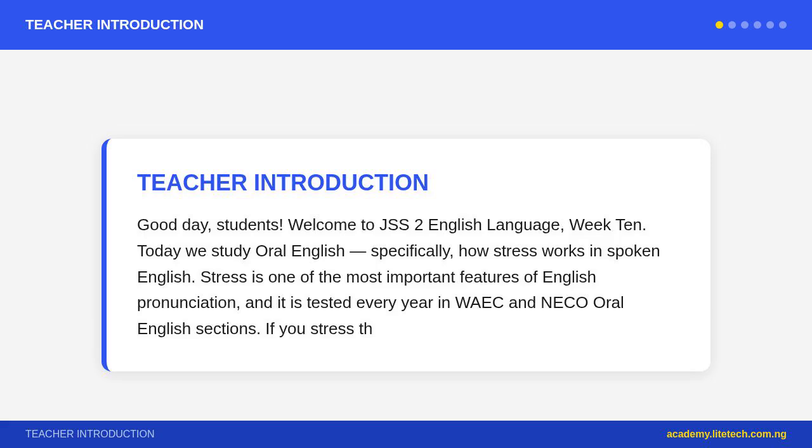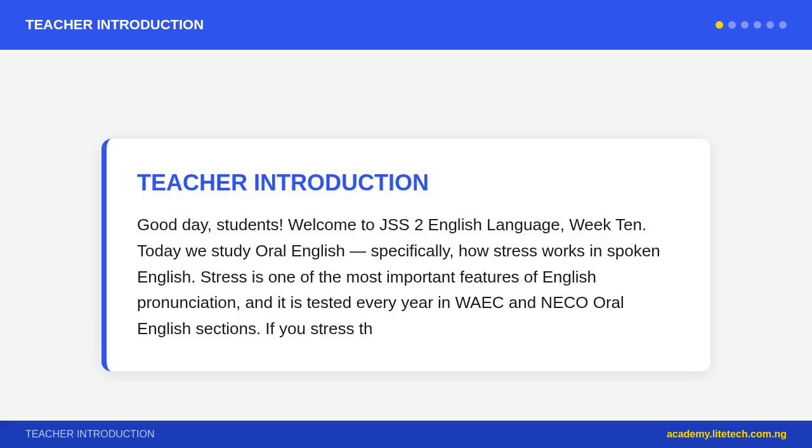Let us speak precisely. Stress in English means making one syllable, or one word, more prominent than others by speaking it more loudly, making it longer, or giving it a higher pitch. The stressed syllable or word stands out from the others. There are two types of stress: word stress, also called lexical stress, the emphasis placed on one syllable within a word, and sentence stress, also called rhythm or emphasis, the emphasis placed on certain words within a sentence.